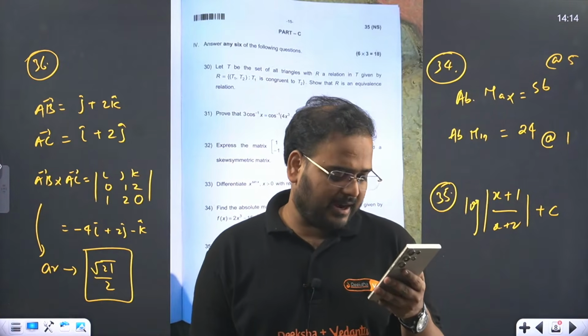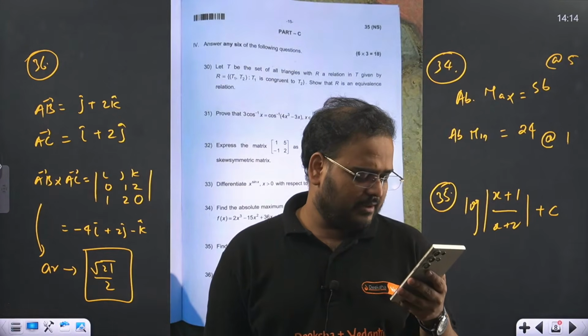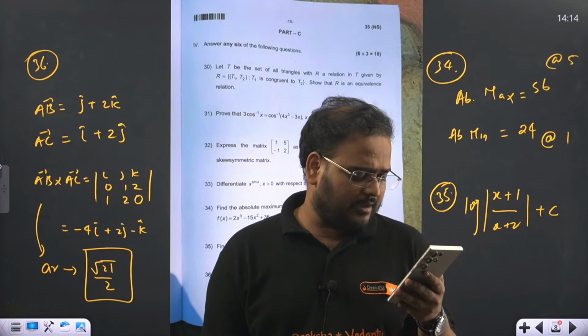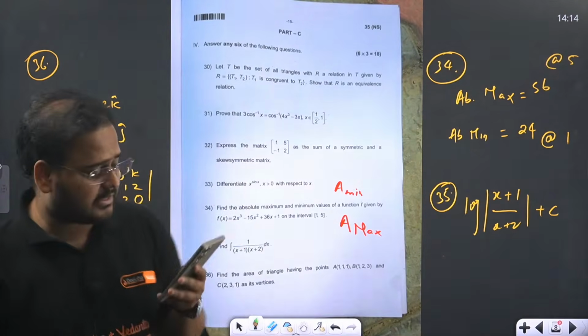Sir, my graph and all is correct, but I did not write the maximum and minimum value. Will I get marks? You'll get marks, you'll get step marking, but I hope your answers are there.